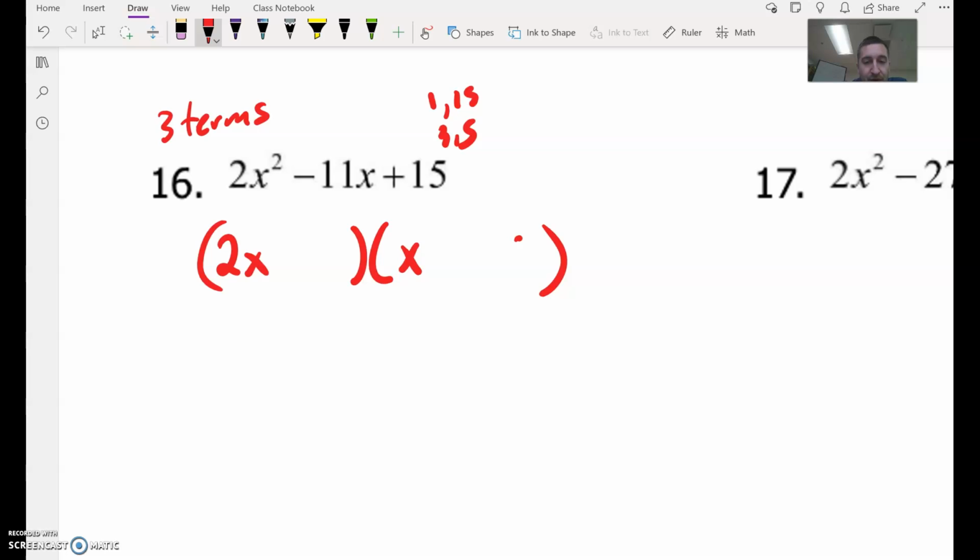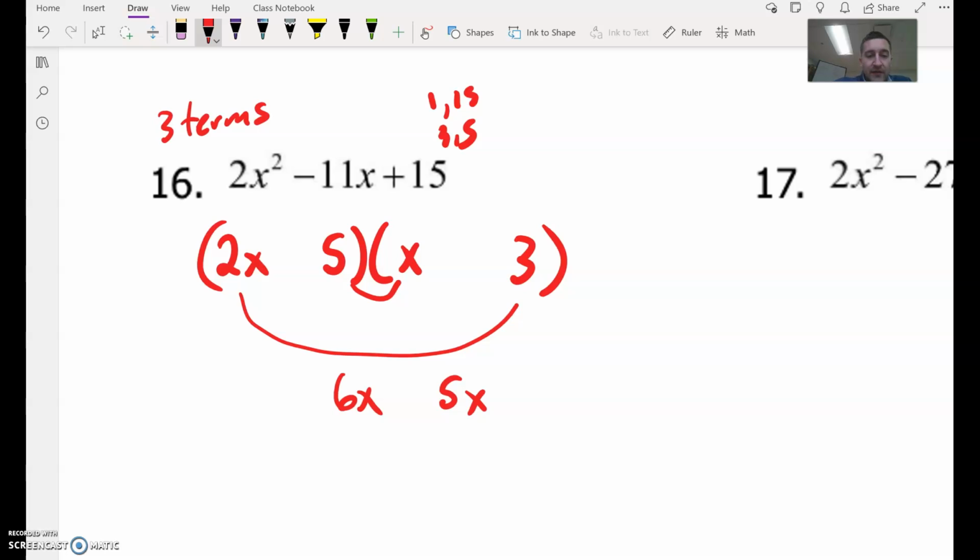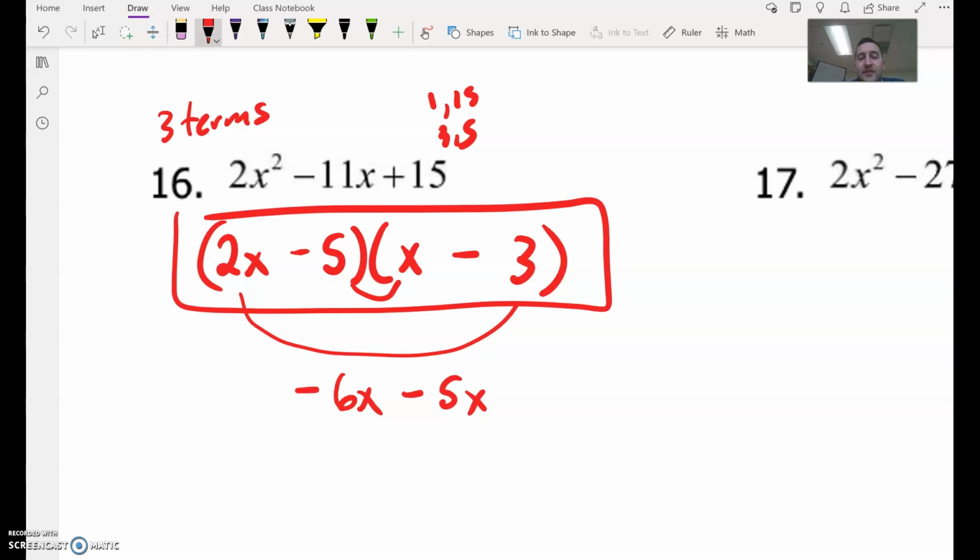Let's put the 3 here and the 5 here. Let's test that. 2x times 3 is 6x. 5 times x is 5x. Hey, that can give me 11 if they're both negative. Nicely done. Guess and check method, and I solved it.